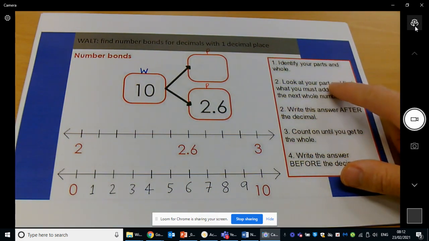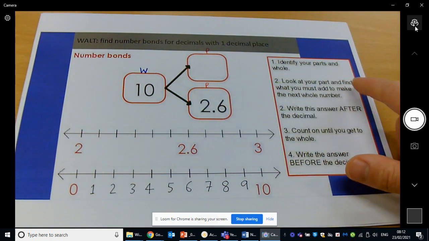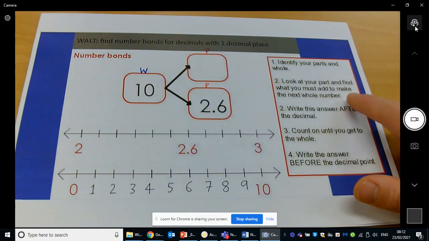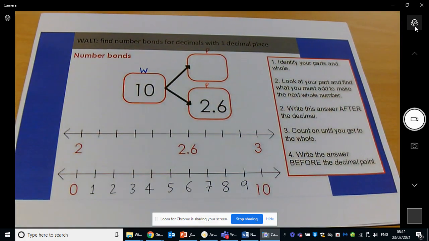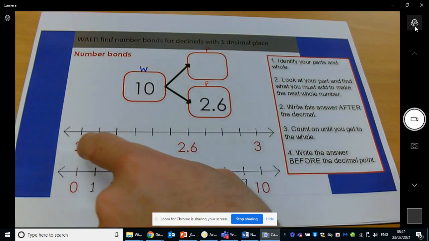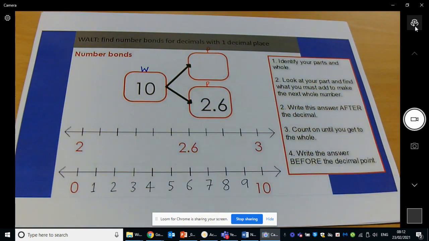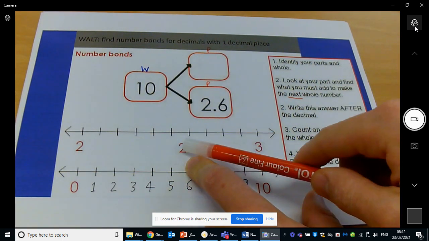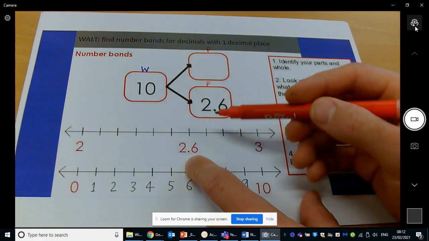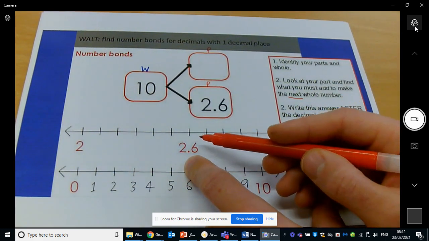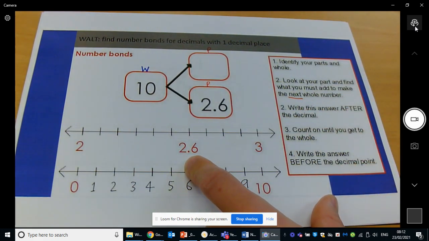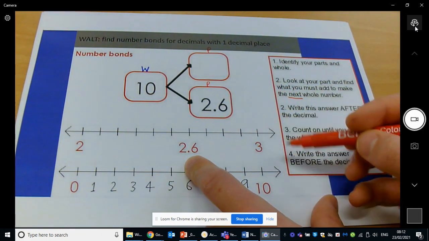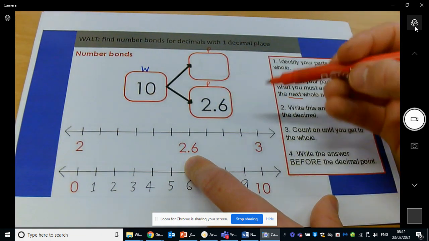So look at your part, which is 2.6, and find what you must add to make the next whole number. So that part is 2.6, and I've got this number line here to help me. How many to get to the next whole number? And be really careful, it doesn't say nearest, it says next, so the one after it. So 2.6, this number line is going up in tenths, so 0.1s. Let's see, how many more do we need to get to 3, which is our next whole number?